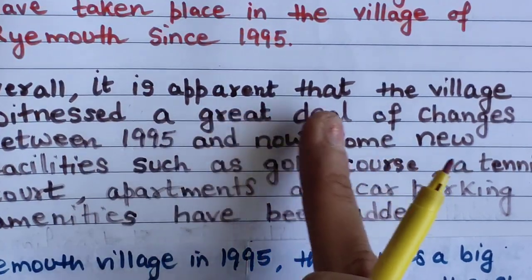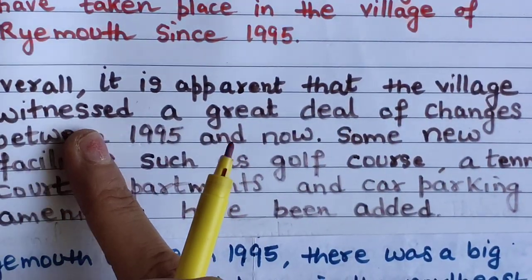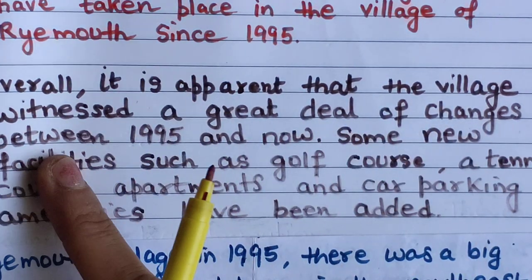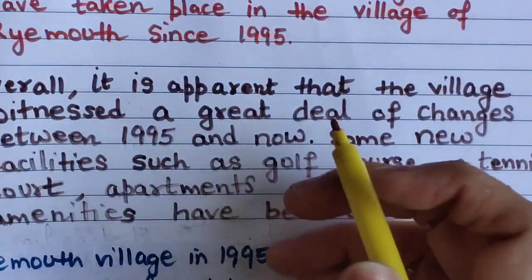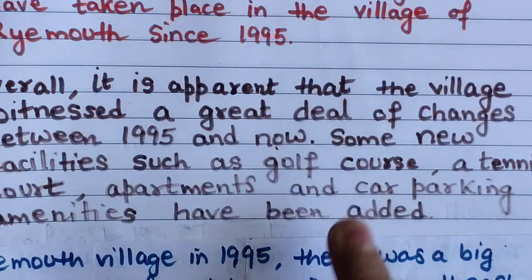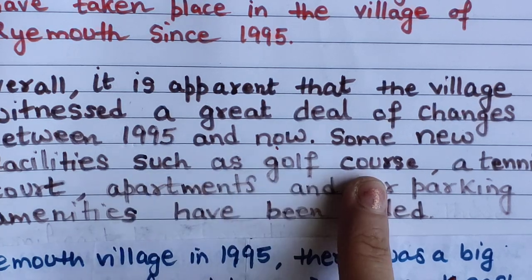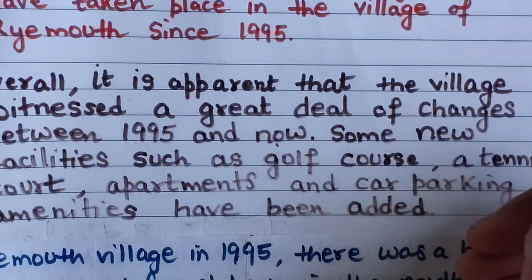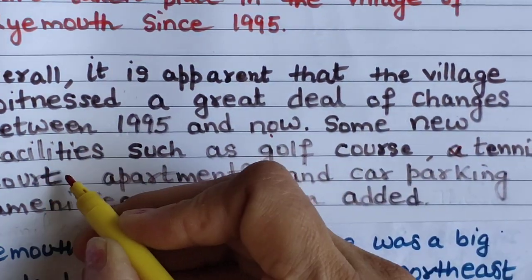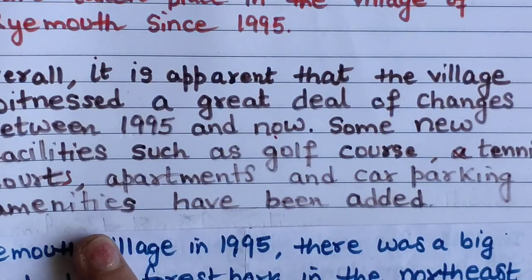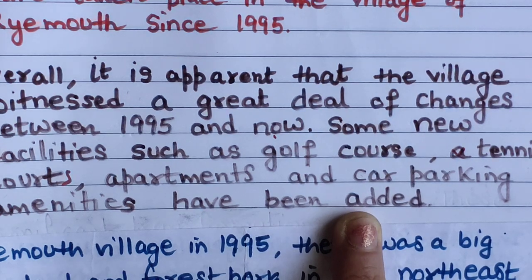Now coming to the overall paragraph, what you can see after looking at the maps. Overall, it is apparent that the village witnessed a great deal of changes between 1995 and now, or you can write "present" also. Some new facilities such as a golf course and tennis courts, there were two tennis courts. Apartments and car parking amenities have been added in the map.